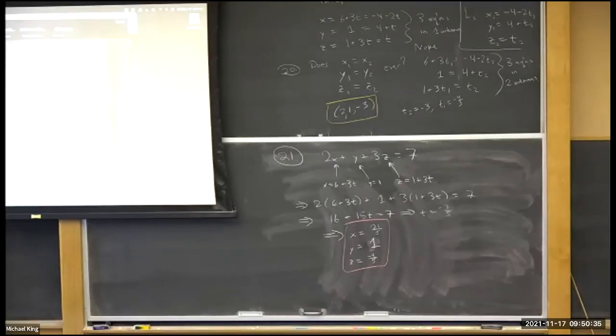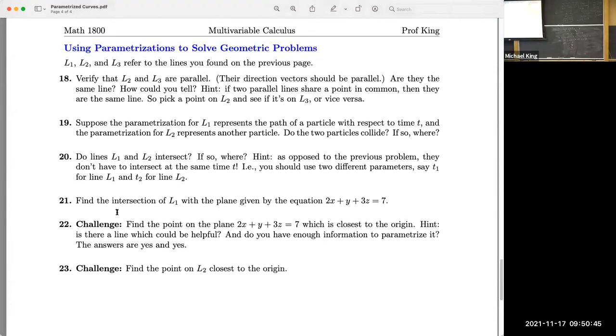So we're looking at, I forgot to record, I'm sorry, it's the last 10 minutes of class. But we're looking at problems from the parameterized curve handout. We were doing these problems.